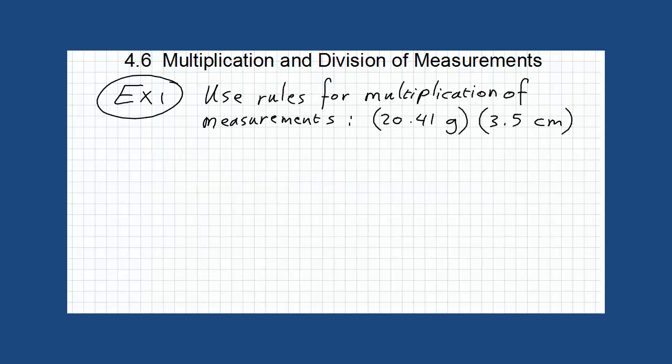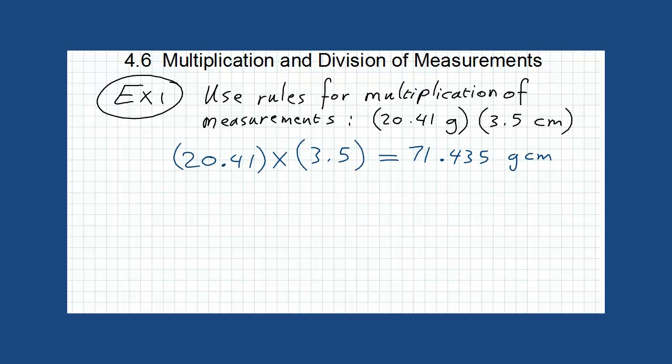Example 1. Use rules for multiplication of measurements to find the multiplication of 20.41 grams times 3.5 centimeters. You can use your calculator or you can do it by hand. So this is the first step. Multiply as usual. This is our result. Now look at the two measurements you multiplied. Find the accuracy for each one of them. The first measurement, the accuracy here is 4. The second measurement, accuracy here is 2.